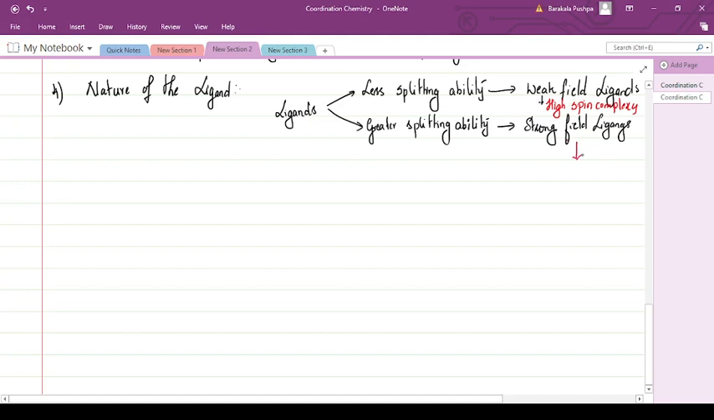And the strong field ligands will give low spin complexes. The splitting abilities of various ligands are derived from the spectra of their complexes. Why these ligands are divided, how they are categorized, depends upon the spectra of these complexes. The ligands are arranged in the increasing order of their splitting ability.